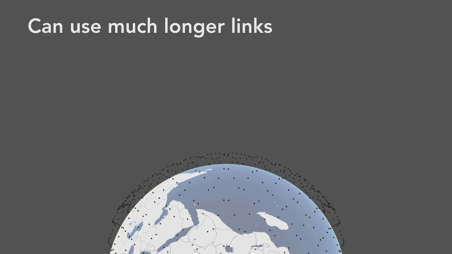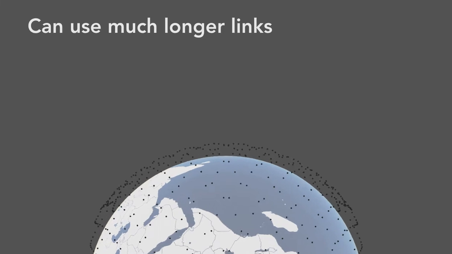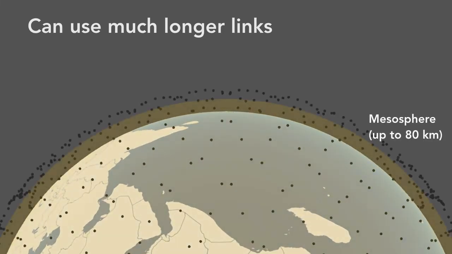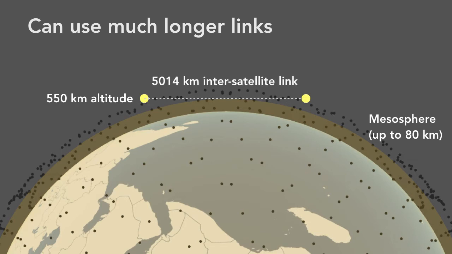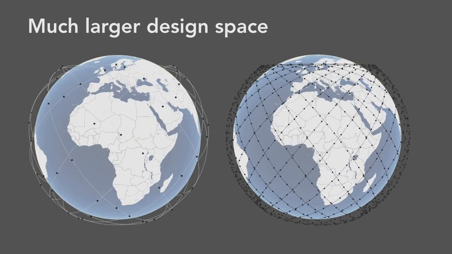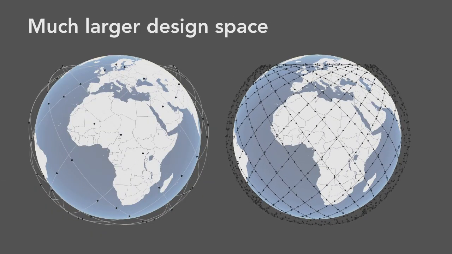The key constraint on ISLs is for them to not dip into the mesosphere. This is the atmospheric layer that extends to about 80 kilometers above the Earth's surface, beyond which there is no water vapor present. Given the altitude of the satellites, in this example 550 kilometers, using simple geometry, we can calculate the maximum permissible ISL length, that is about 5,000 kilometers here. This observation opens up a large design space.